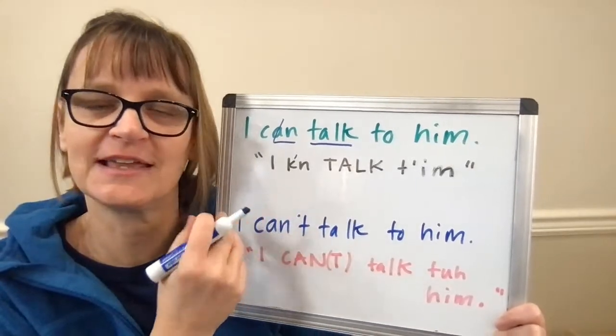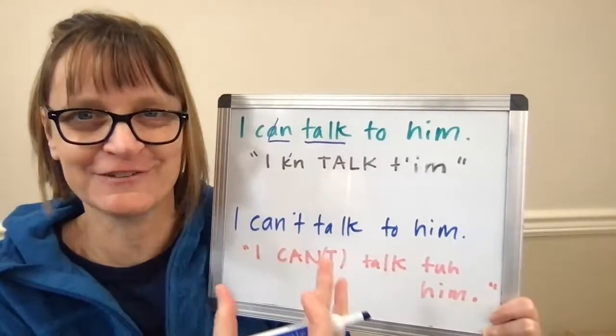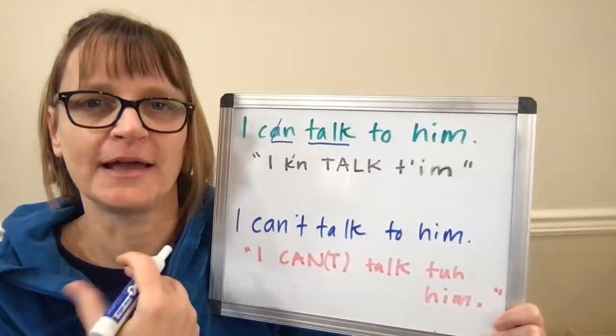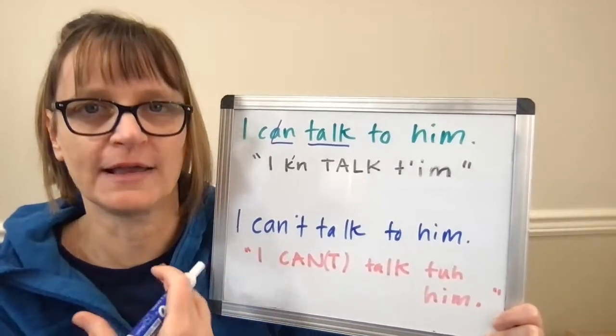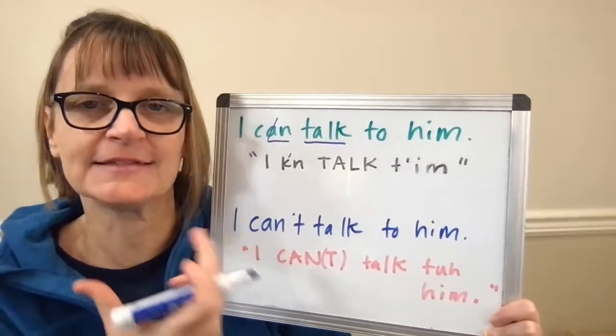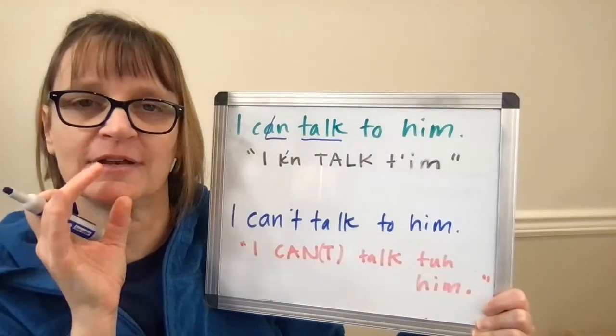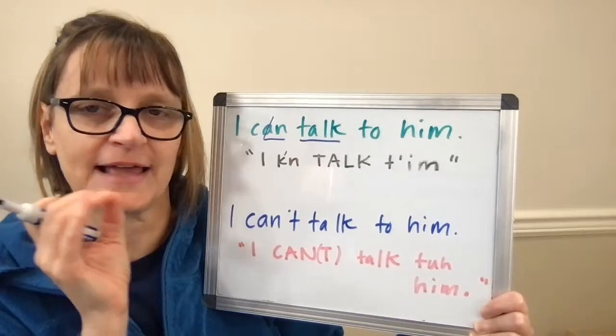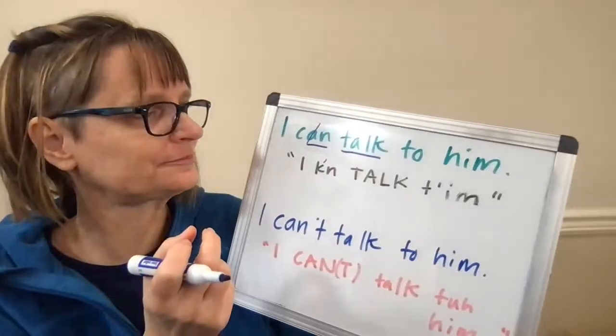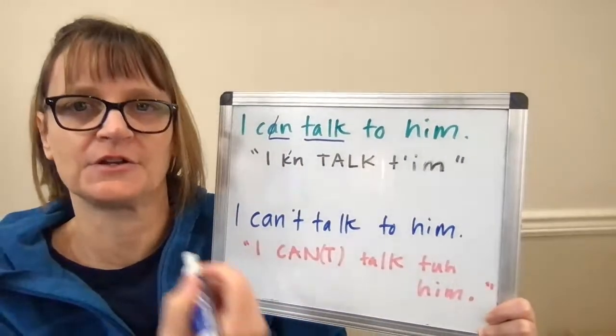So if I'm just saying, yes, I can, I will use a clear vowel and I'll say can. But I can talk, I can go, I can listen. Those cans get reduced and they sound like can, maybe even can with a little sound, but almost no vowel. I can talk to him.